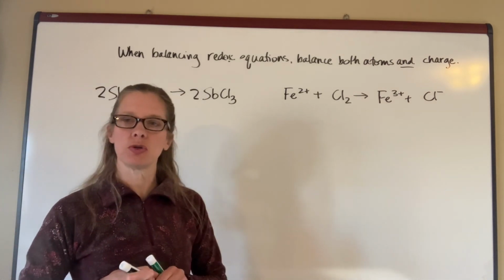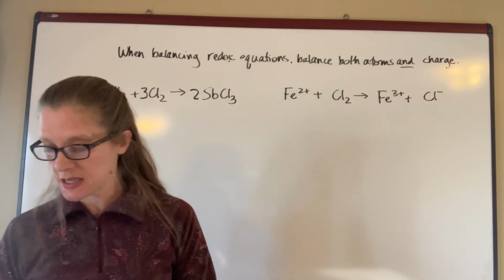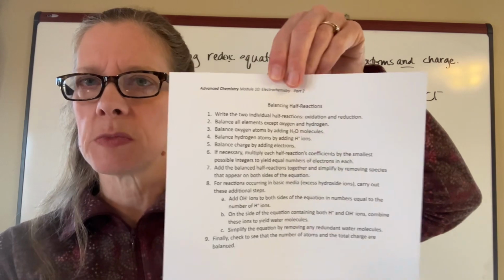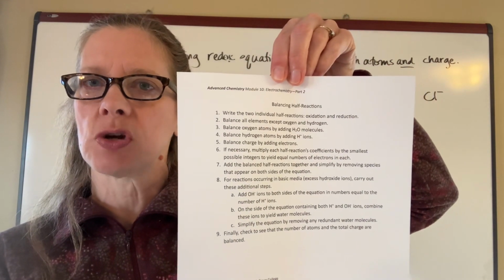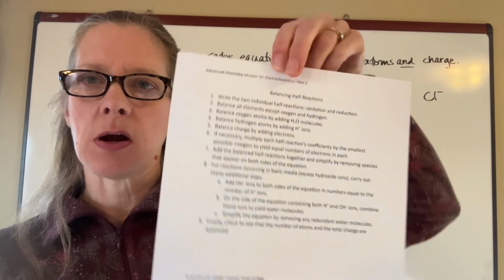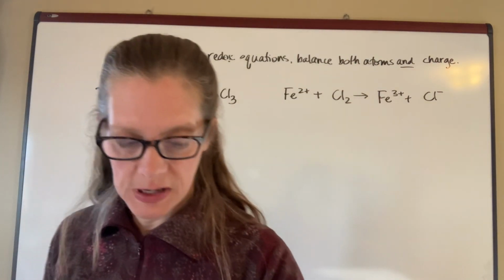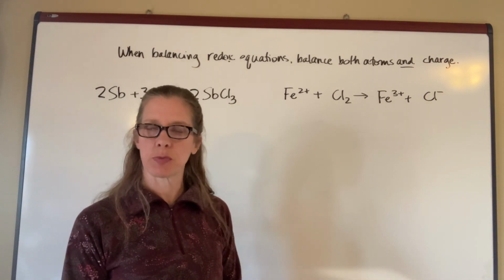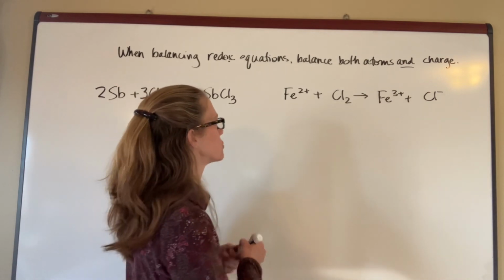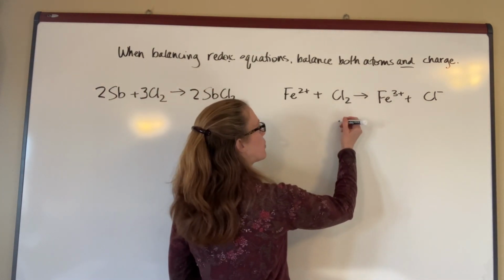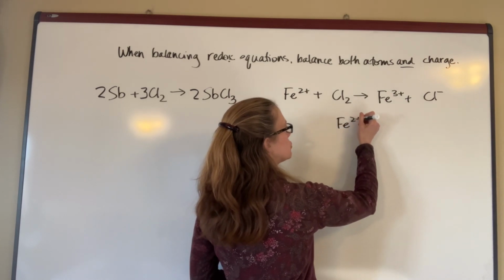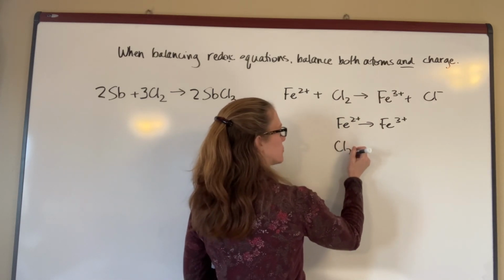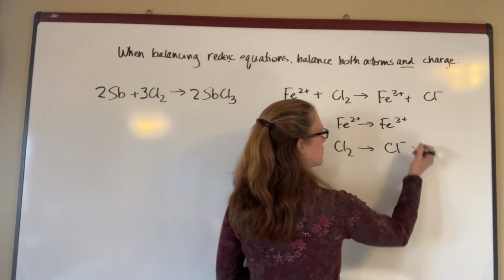So the first thing you want to do when you balance a redox equation, and this is on the balancing half reactions sheet that I did send to you, so you should have that. We're not going to get very far down on that instruction sheet today, but we are just going to start by writing, as step number 1 shows you, the 2 half reactions. We've written half reactions before, so here I'm going to have Fe2+ go into Fe3+, and then I'm going to have Cl2 going to Cl-.